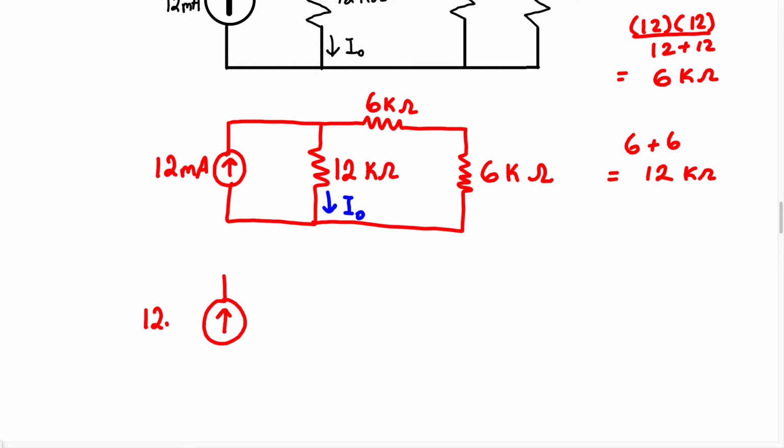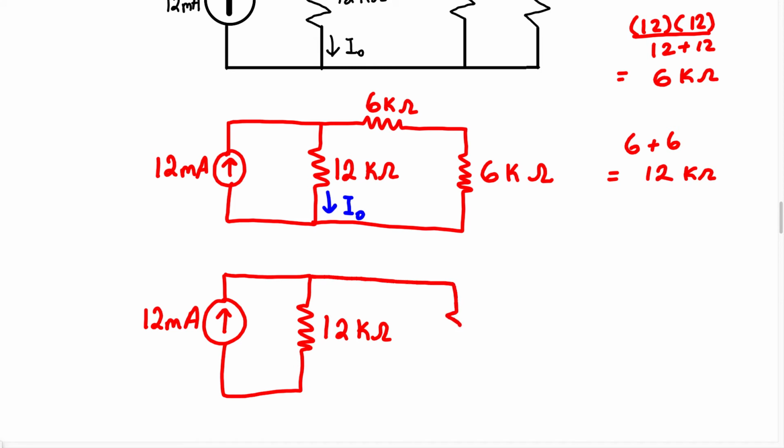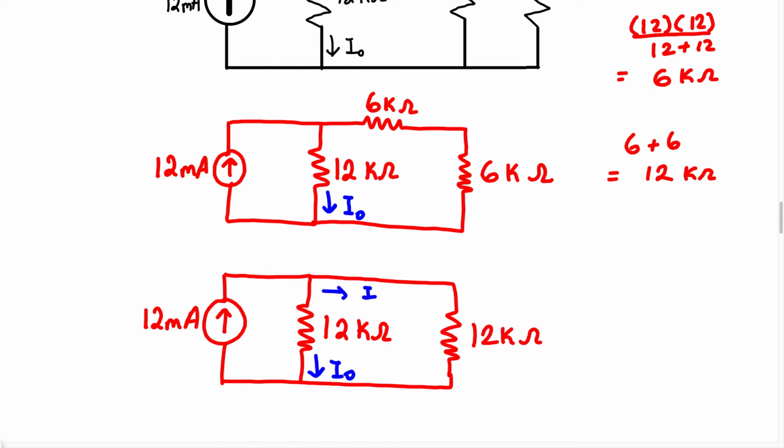We know this is 12 milliamp. We have a resistor here, and that's 12 kilo ohm. And then we have another resistor which is going to be in parallel, and that's also going to be 12 kilo ohm. So this is going to be our circuit for this particular problem. Alright. Now when you look at this, you know the current Io is still going to be through this branch here, right? So it's still going to be the current Io through this branch. And we can call this current I1, right?